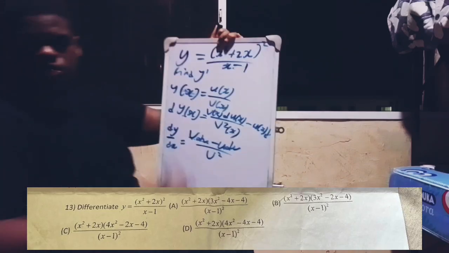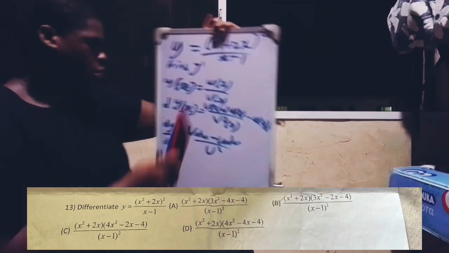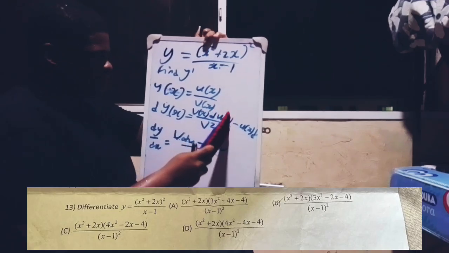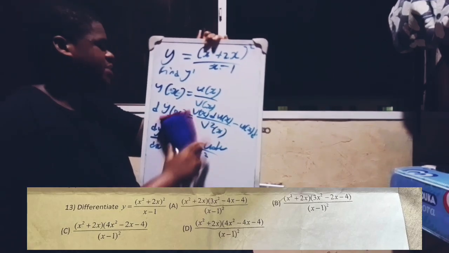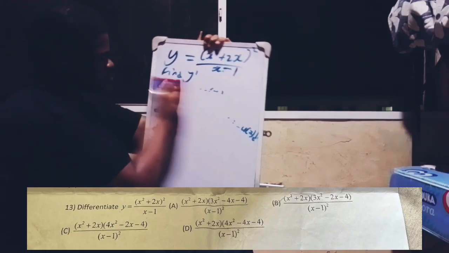So let's use this to solve this question. What do we need? We need u of x and v of x, that is, we differentiate the numerator. That's basically what we need. So let's do that.